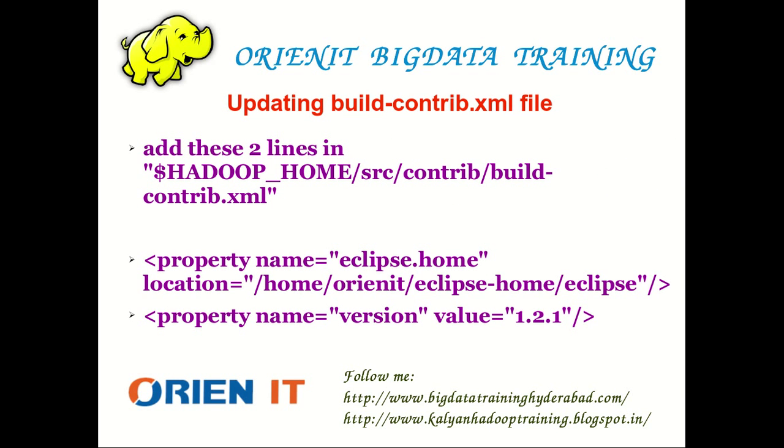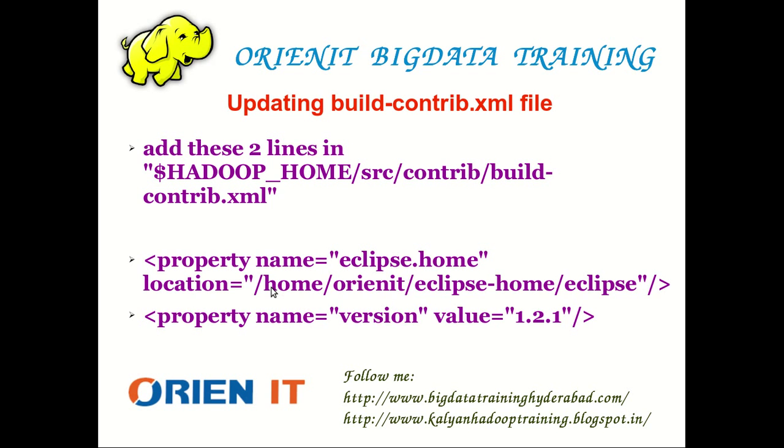After that, we need to add a few configurations in the build-contrib.xml in the Hadoop side. That file is inside your Hadoop home src folder, contrib folder; you will have one file, build-contrib.xml. The first property you have to add here is eclipse.home, where you have Eclipse, and you can configure that.